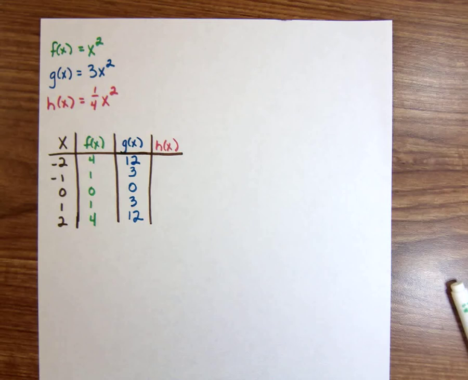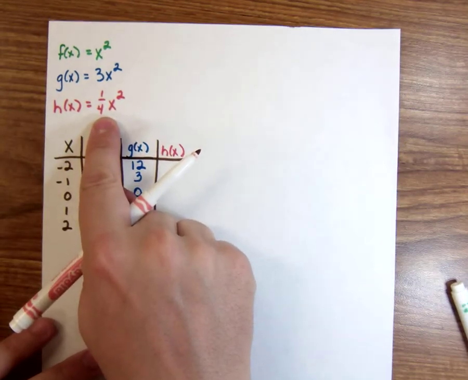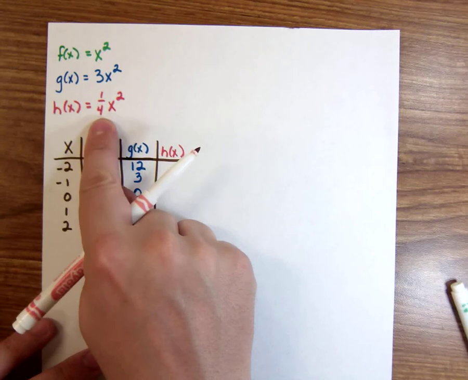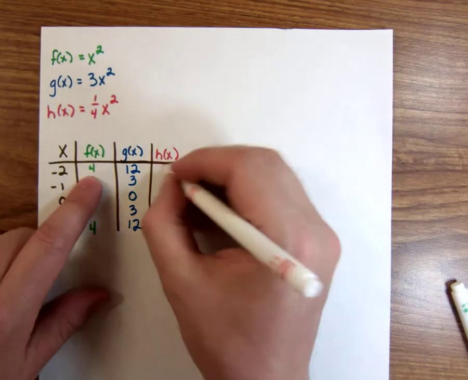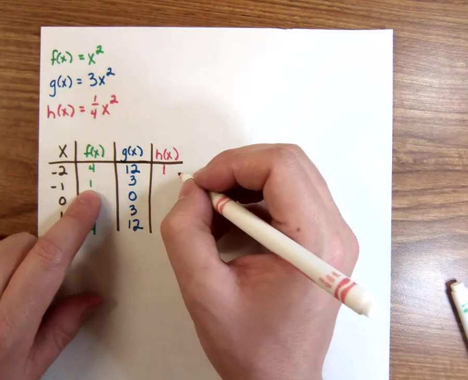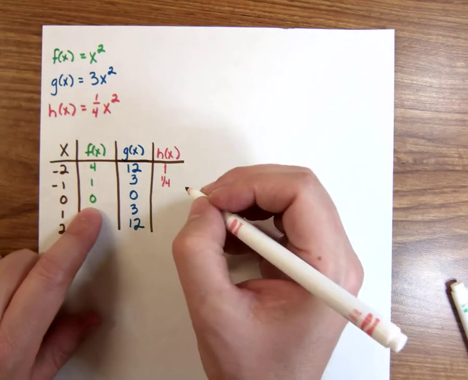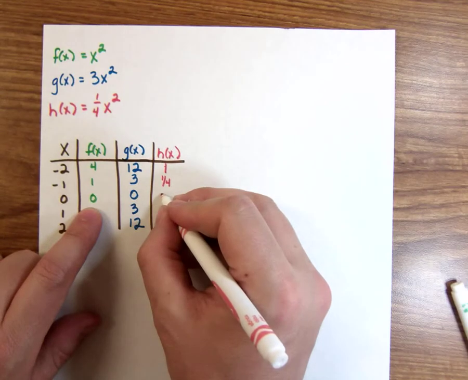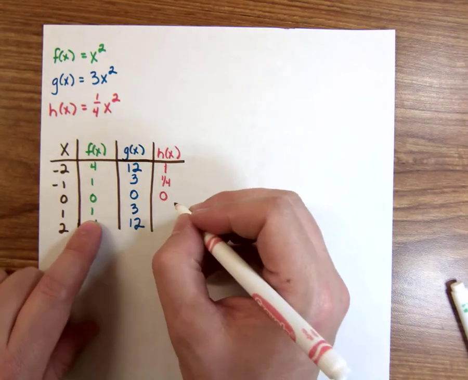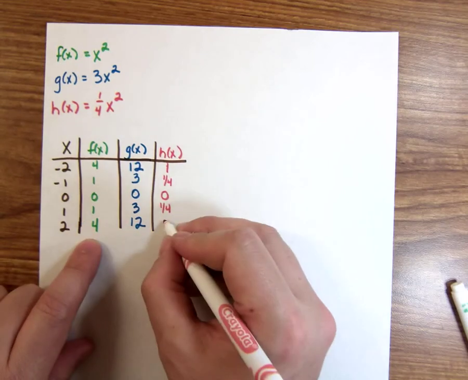Let's go ahead and put your boy h on there while we're at it. 3. That means take the x squared and multiply it by a fourth, which is the same thing as dividing by 4. So take the parent function, x squared, and divide all of them by 4. So 4 divided by 4? 1. 1 divided by 4? A quarter. A fourth. 0 divided by 4? 0. 1 divided by 4? A quarter. 4 divided by 4? 1.